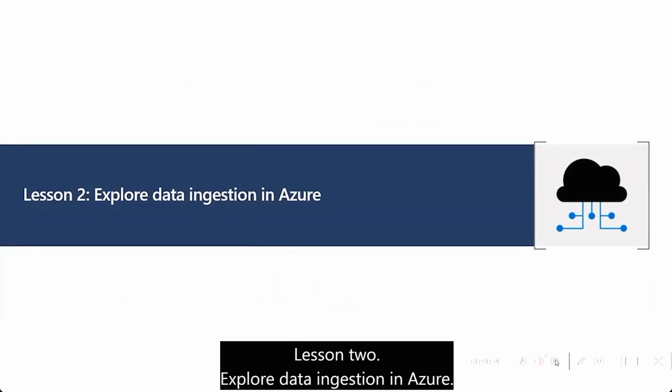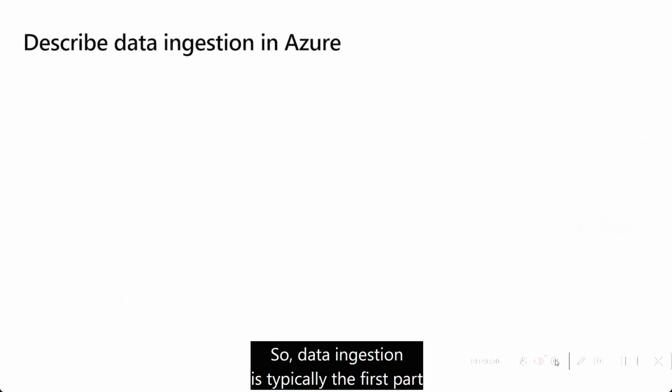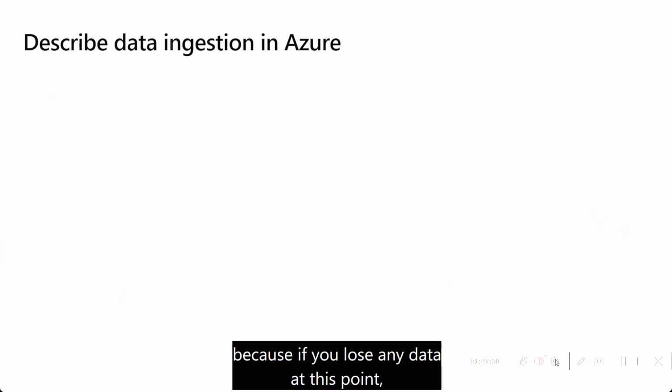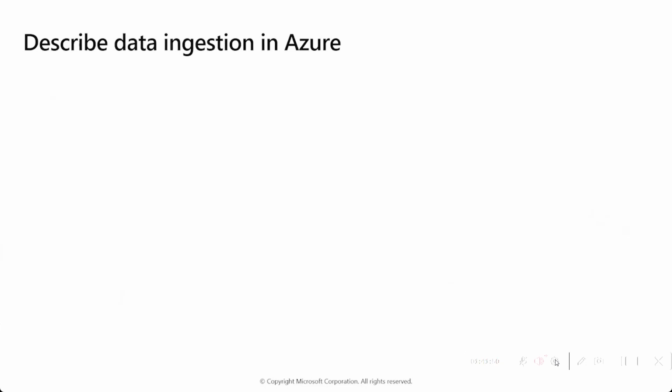Lesson 2, explore data ingestion in Azure. Data ingestion is typically the first part of any data warehousing solution. It's arguably the most important part because if you lose any data at this point, then any resulting information can be inaccurate, could fail to represent the facts that you might be interested in, that you're basing your business decisions on.